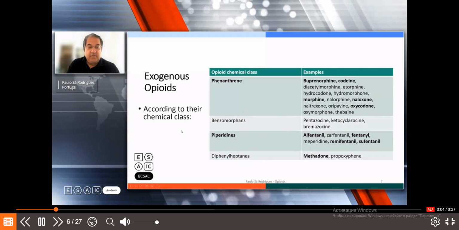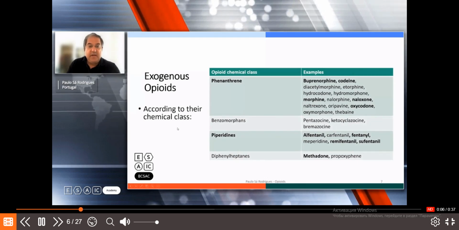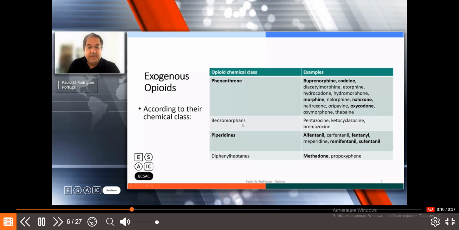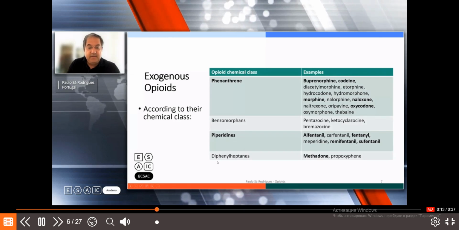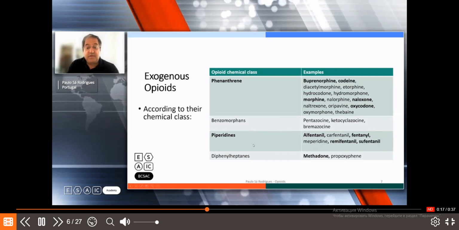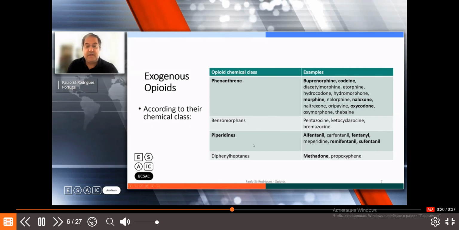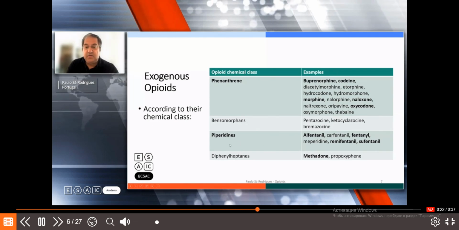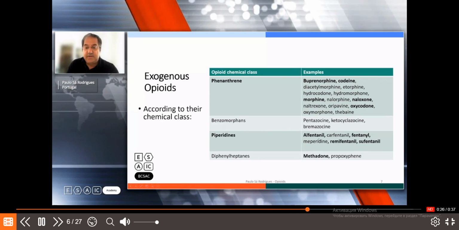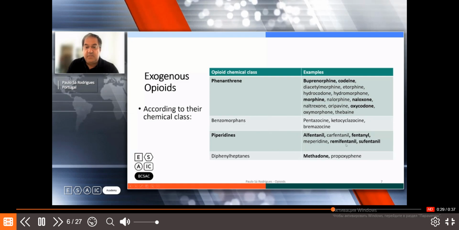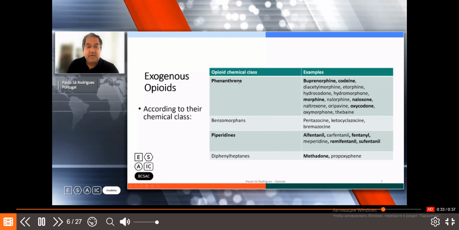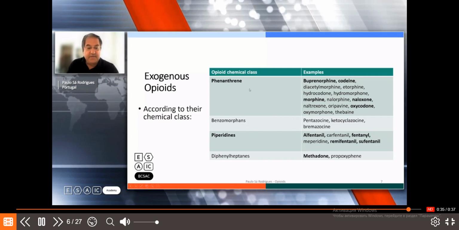And according to their chemical class, they can be classified as the phenanthrenes, the benzomorphans, the piperidines, and the diphenylheptanes. And of course, this is important just for you to understand that the ones that we use mostly today are from the group of the piperidines, such as alfentanil, fentanyl, remifentanil, and sufentanil, and also the ones that come from the chemical class of the phenanthrenes.